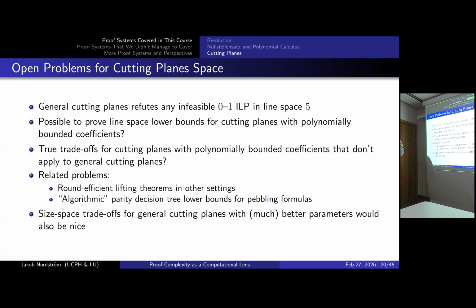Related to this, proving such a result, at least for pebbling formulas, would also probably imply some kind of algorithmic version of a parity decision tree lower bound. So this is a very nice, very concrete problem. We know that if you look at the falsified clause search problem for a pebbling formula, and look at a standard decision tree that just queries variables until it has a violated clause, the query complexity for standard decision trees is exactly the same. There's no slack for the much more general computational model where we have parity decision trees.